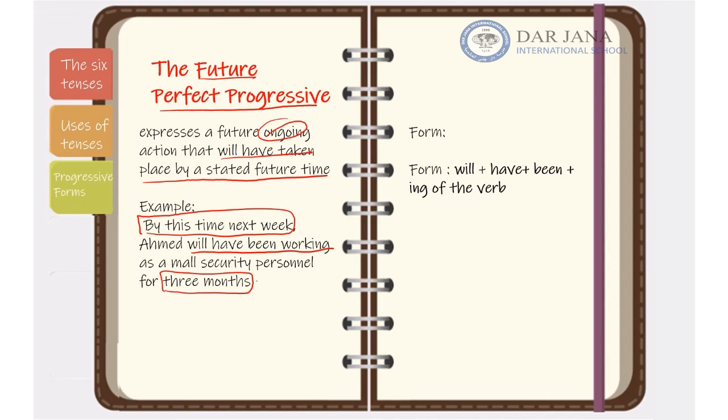I'm going to show you that on a timeline. That's the future, right? So let's say this is next week, this time next week, and will have been working for 3 months. Of course, this is the present, and he should have started in the past. And since the action is ongoing, he started in the past and it's continuing until a particular time in the future. Now, of course, his working as a security personnel would be continuing after that, but by this time he would have served for 3 months.